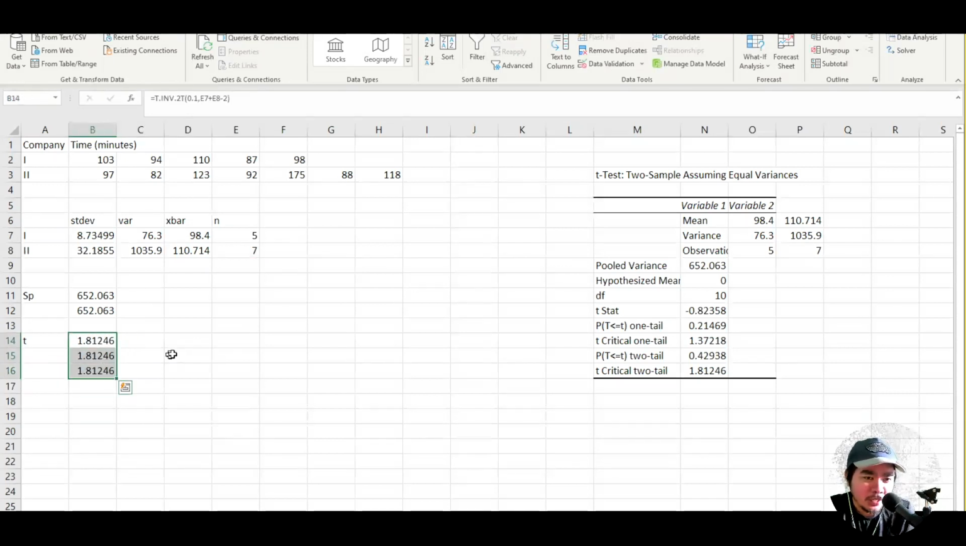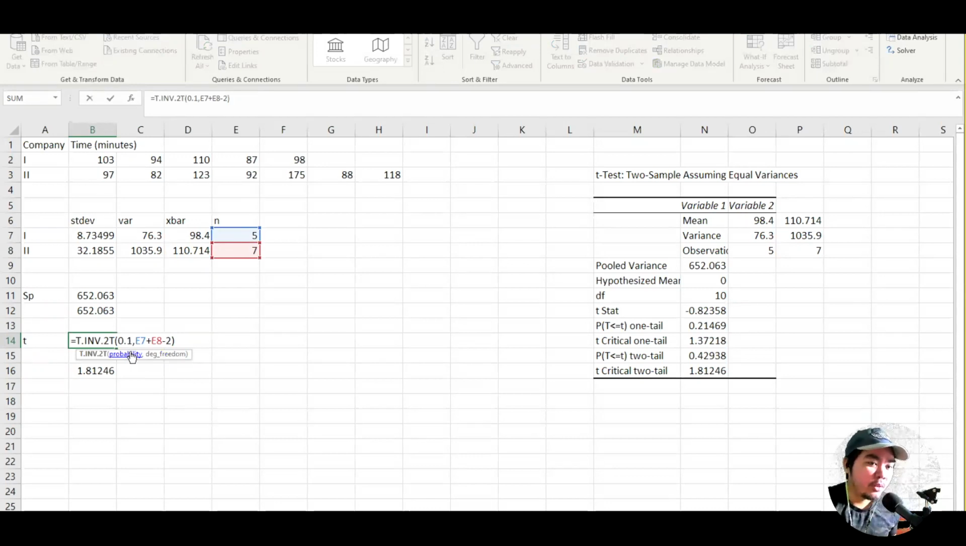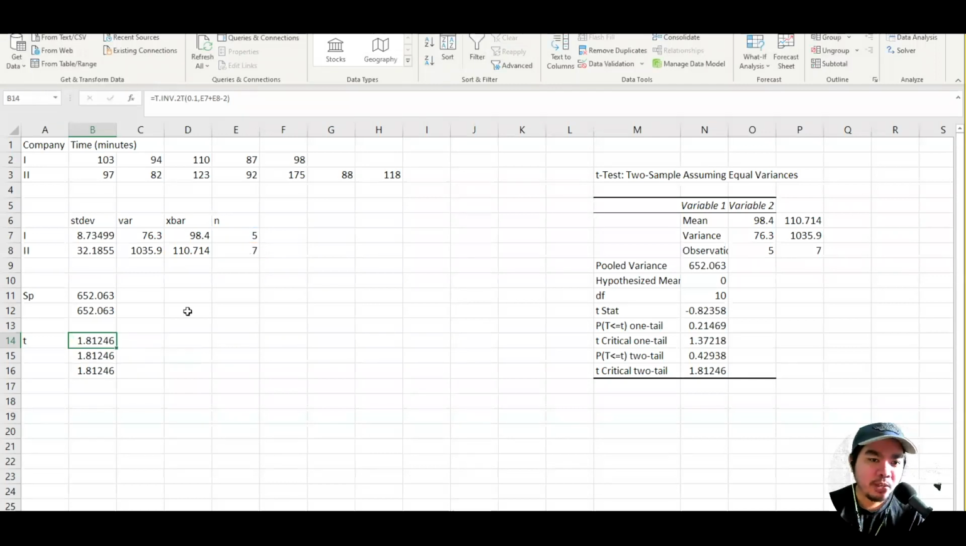Now personally, when I'm using t-test, usually I like to just do T.INV.2T, so I can put in the entire probability and not divided by 2. Again, it's personal preference, whichever you're more comfortable with. Then here, it says 1.